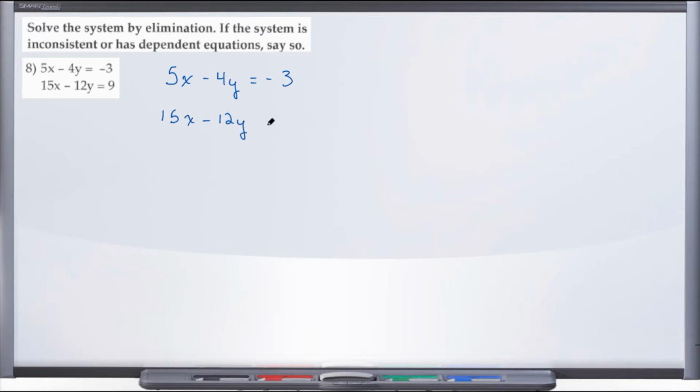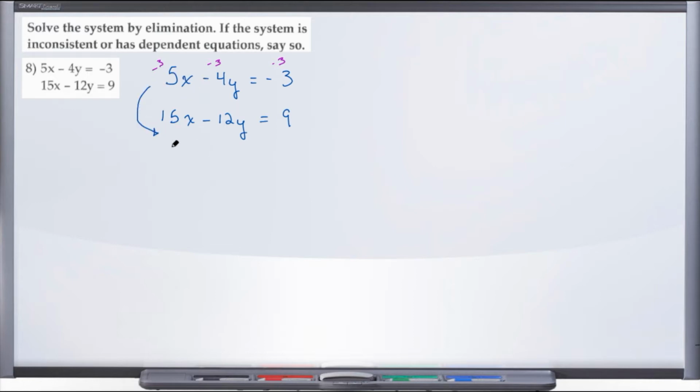Minus 12y equals 9. All right, so again, we want to decide to eliminate either the x or the y from our system, and I think I'll go ahead and eliminate the x here. And so if we have a positive 15x on the bottom, why don't we go ahead and make this x a negative 15, and we're going to do that by multiplying the whole equation by negative 3. All right. And I'm going to write the result under the second equation here.